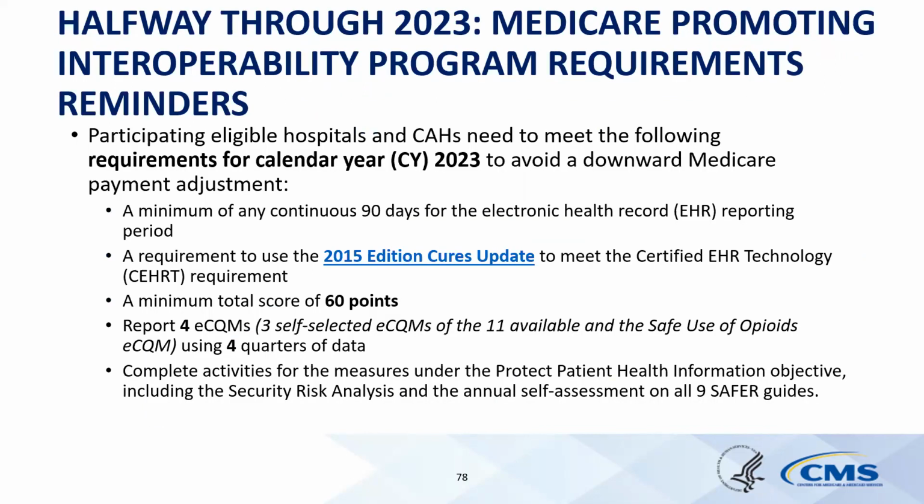To avoid a downward payment adjustment, eligible hospitals and CAHs must report on any continuous 90 days worth of data, use 2015 edition CEHRT updated technology, earn a minimum score of 60 points, and report on 4 self-selected eCQMs in addition to the safe use of opioids eCQMs. Again, in 2023, it's for a full calendar year. Complete the protect patient health information objective, the security risk analysis attestation, and attest to whether or not you have completed the annual self-assessment on all 9 SAFER guides by choosing yes or no. And for any measure where there is a numerator and denominator, a numerator of zero is unacceptable. Next slide, please.